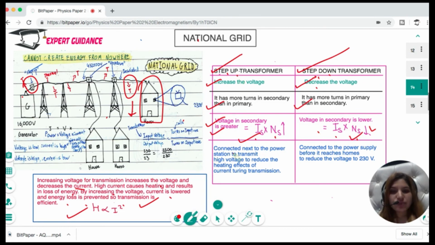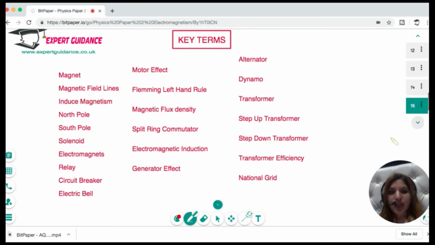The step-up transformer is connected next to the power station to transmit high voltage, to reduce the heating effects of current during transmission, and the step-down transformer is connected to the power supply before it reaches home to reduce the voltage to 230 volts. Okay, so I hope this concept is clear to you.